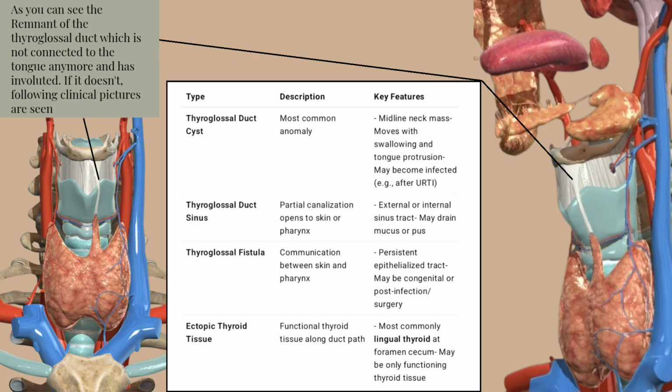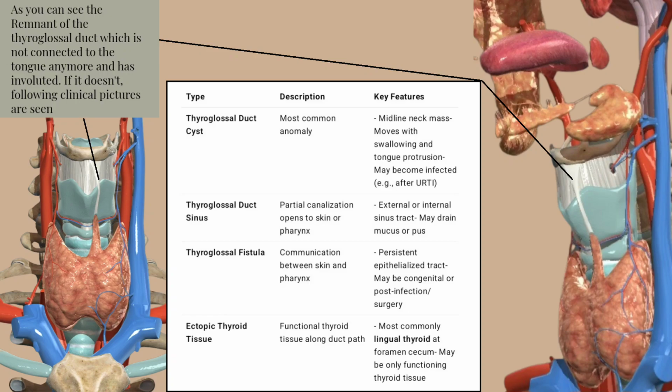Thyroglossal duct cyst presents as a midline neck mass that moves with swallowing or tongue protrusion. It may become infected or fluctuant. Thyroglossal duct sinus is an external or internal draining tract which may release mucus or pus, especially after infection. Thyroglossal fistula is a persistent epithelial-lined tract. It can be congenital, post-infective, or post-surgical in origin.